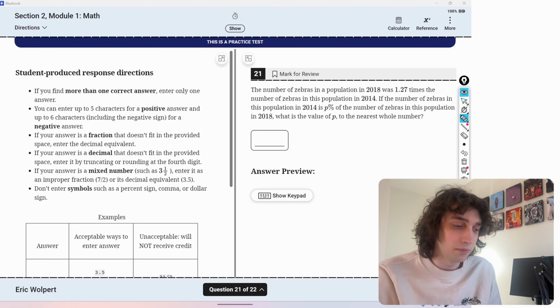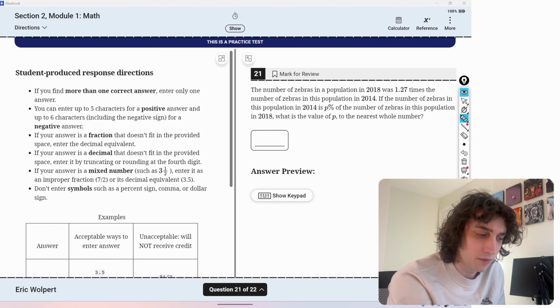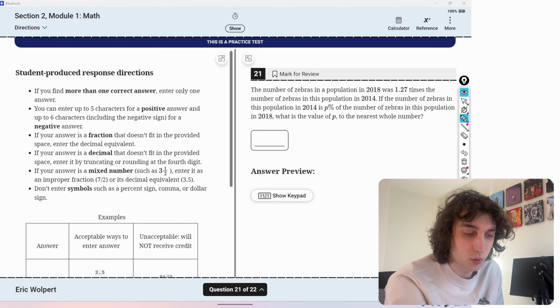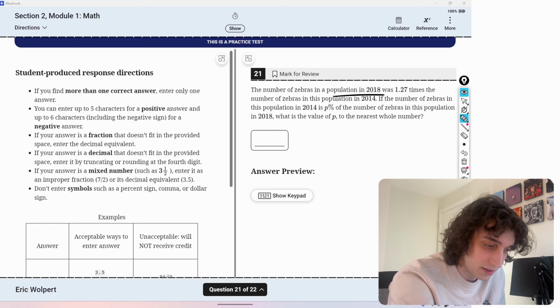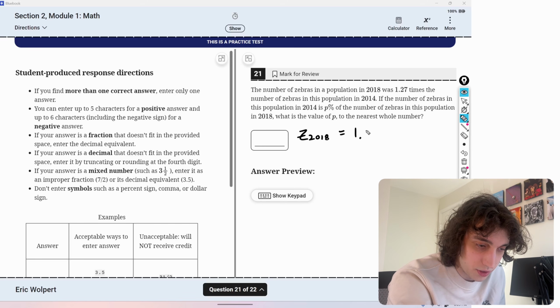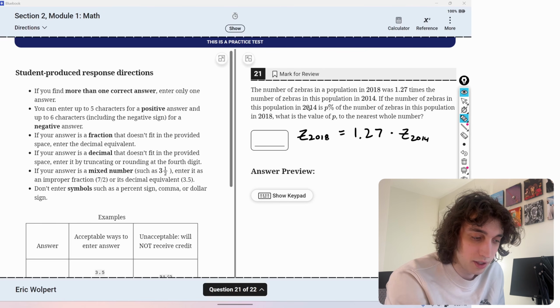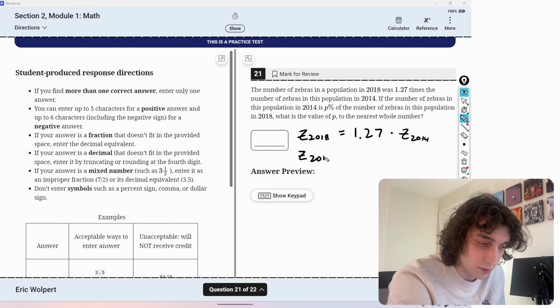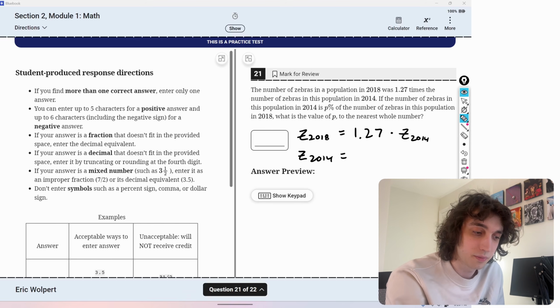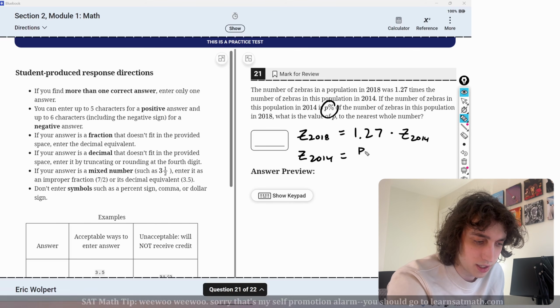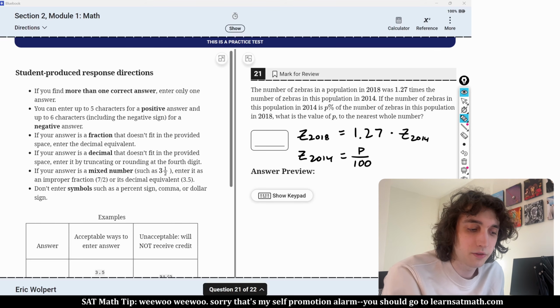Problem number 21. This looks like a percentages problem. We have the number of zebras in a population in 2018. So let's call this Z 2018 for zebras. Was, so equals 1.27 times the number of zebras in 2014. If the number of zebras in this population in 2014, so Z 2014, equals p%. Whenever you have a percentage, you can do p over 100 to sort of convert this to a decimal.